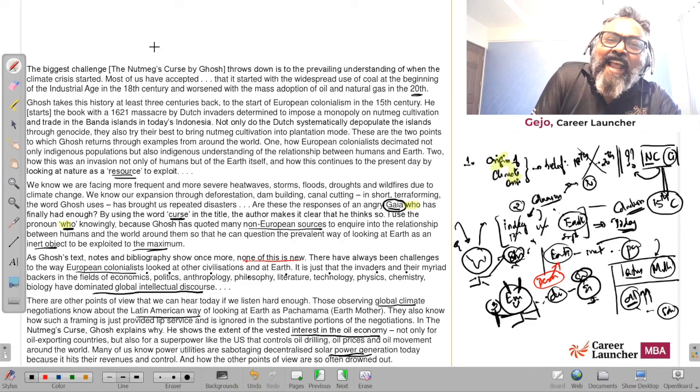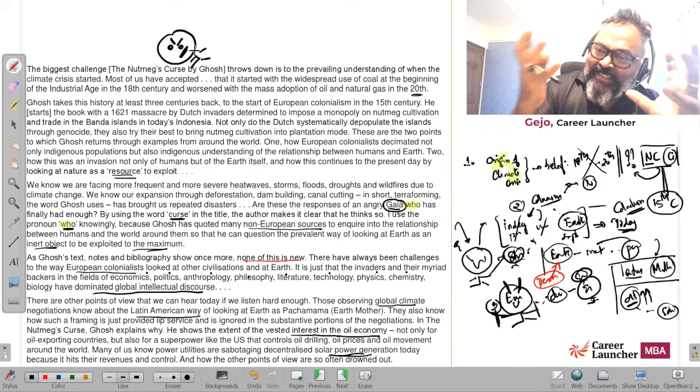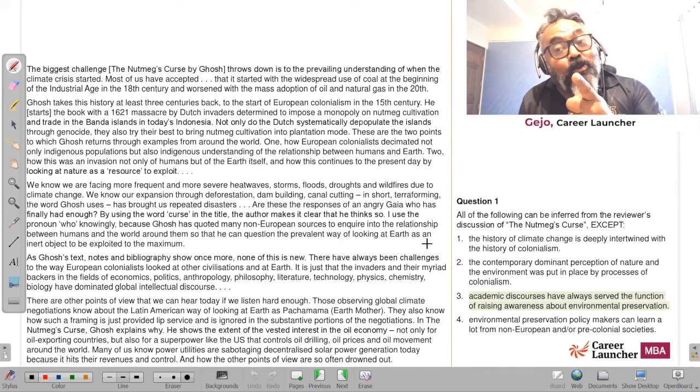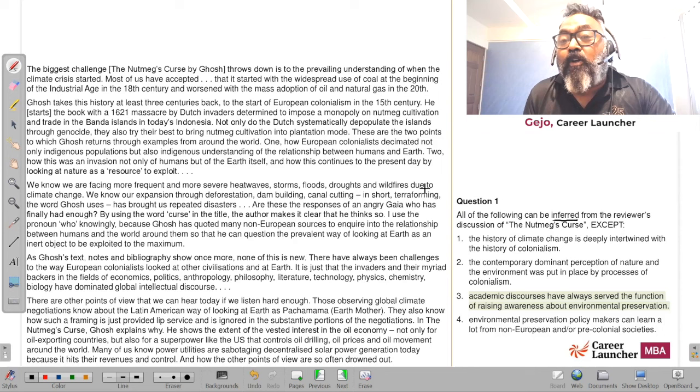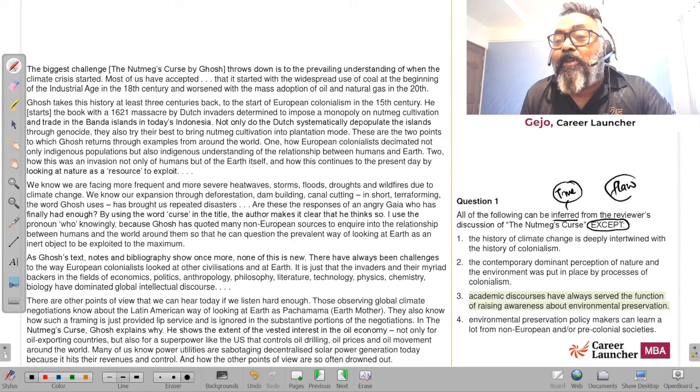You can sort of sense the absolute sense of that emoji in the passage. Let's see if we can navigate the question without that emoji. All of the following can be inferred from the reviewer's discussion. The reviewer obviously means the person who wrote this passage. Inferred is treated as something that is true based on the information given in the passage. Except means we are trying to find a flaw, which is not true based on the passage. And I have said this in the previous videos as well.